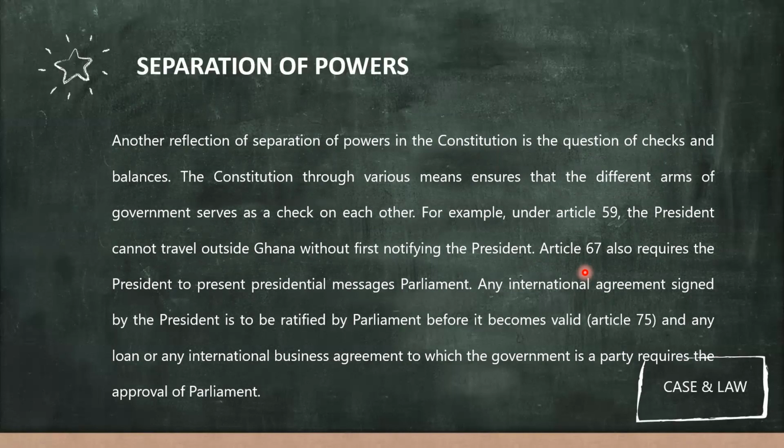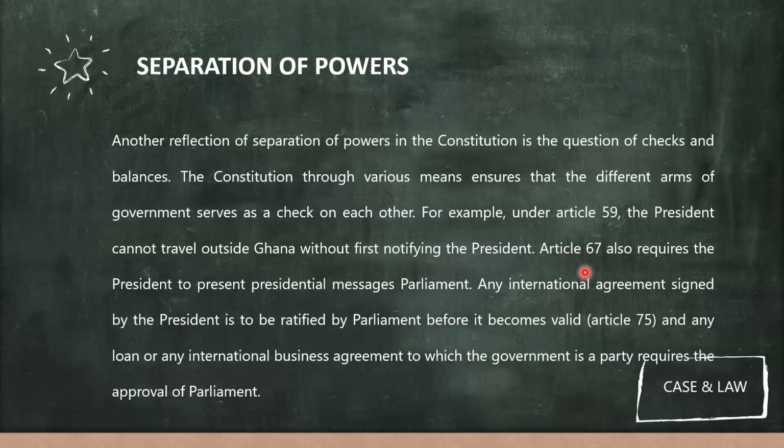However, when Parliament issues an act which contradicts or contravenes the provisions of the Constitution, yes, the court would have the right to come in. So here we are saying that separation of powers under our Constitution really borders on checks and balances. There are various provisions in the Constitution where one arm of government seems to be checking the other.